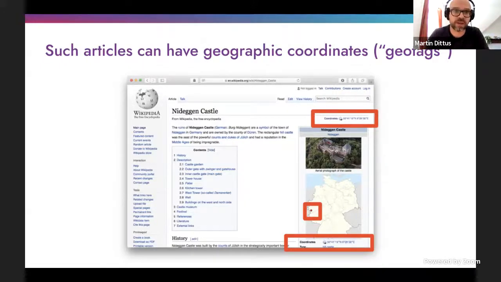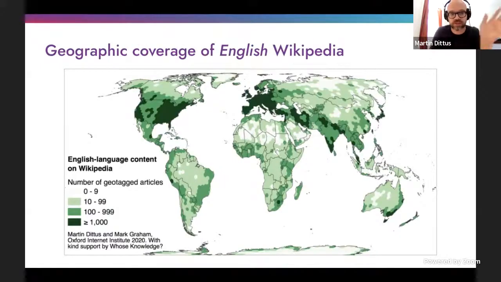in Wikipedia. Now, if we put these two things together, the languages of Wikipedia and the geography of Wikipedia, we can make maps like this. This is a representation of the geography of content for English Wikipedia. These are all the places in the world that have articles on Wikipedia. And the color gets darker if there's more content available for these places.